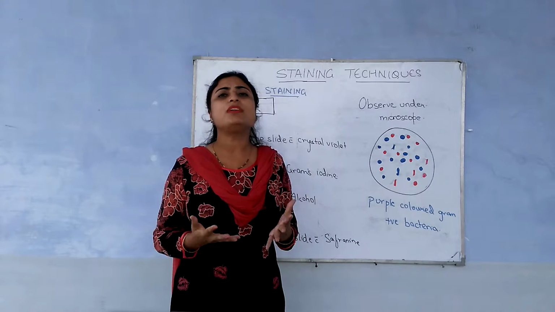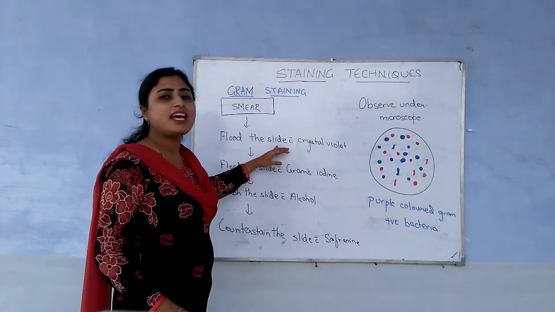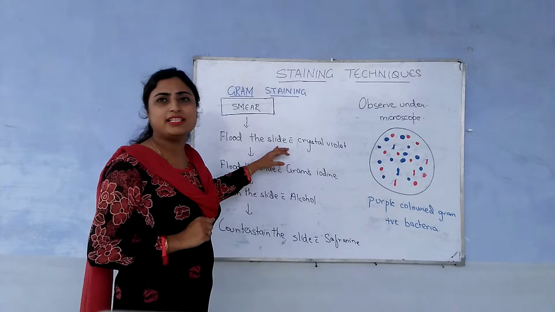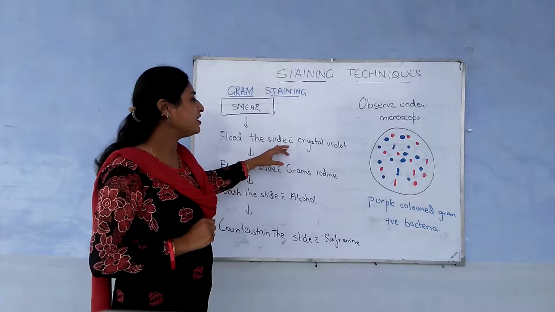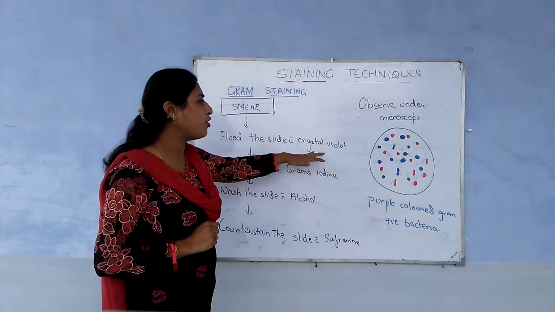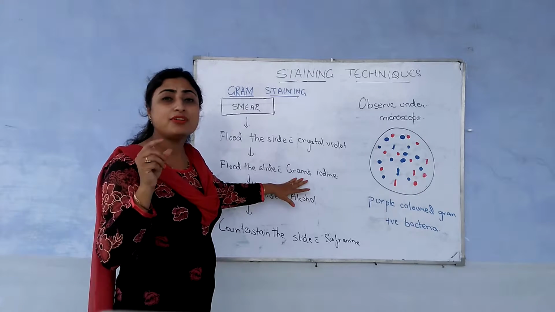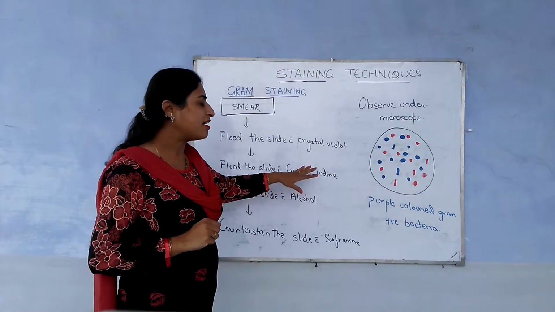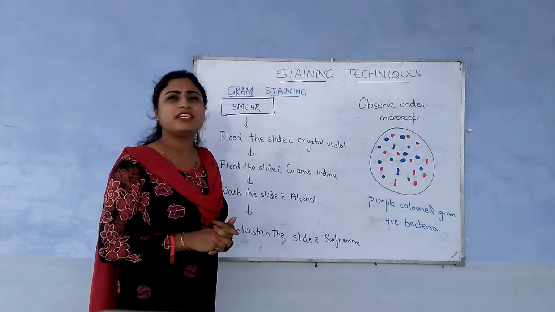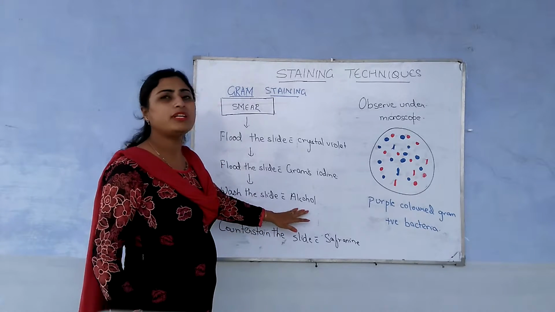Now what is the principle behind this technique? Gram positive bacteria have a very thick peptidoglycan layer, so they easily retain the crystal violet and iodine complex which is formed. Gram negative bacteria have a very thin cell wall, and moreover they also contain a very high lipid content. When we wash the slide with alcohol, what happens?